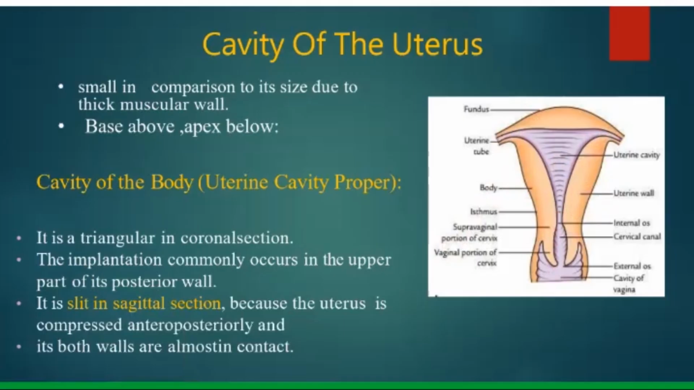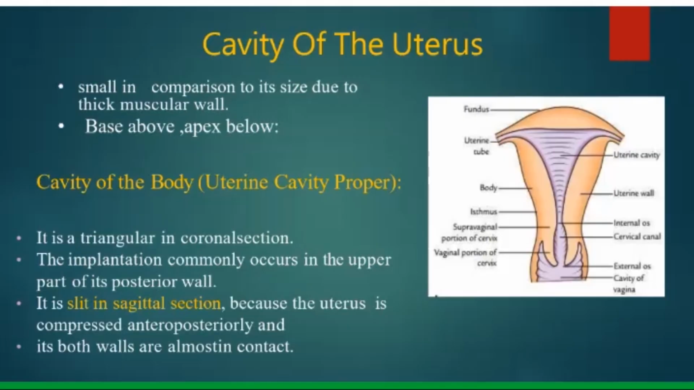The uterine cavity proper is triangular in coronal section. Implantation commonly occurs in the upper part of its posterior wall. Implantation means the developing fetus at the embryo stage; a zygote after that becomes an embryo. So implantation commonly occurs in the upper part of the posterior wall.